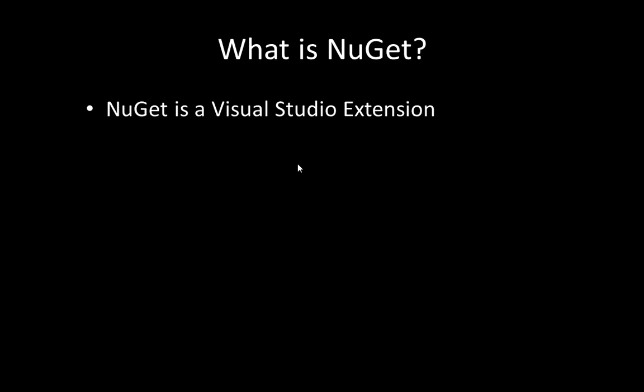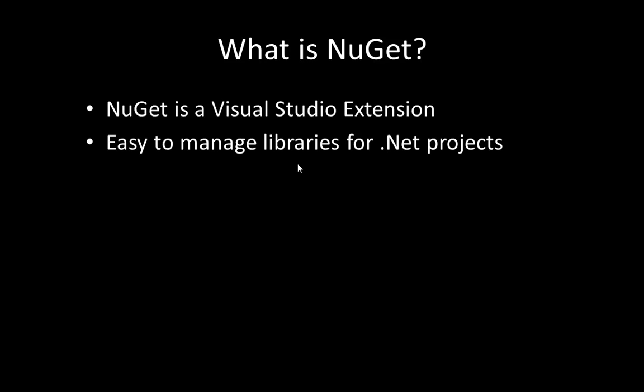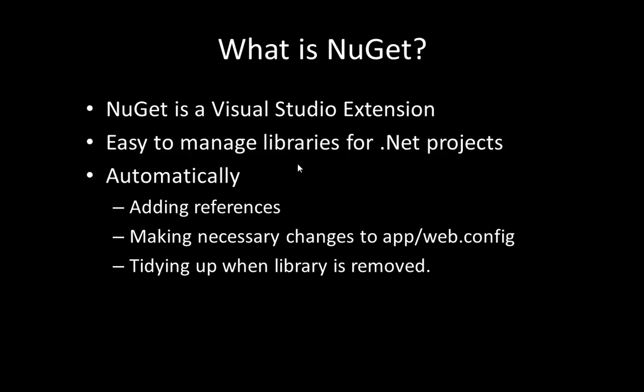So what is NuGet? NuGet's a Visual Studio extension which makes it easy for you, the developers, to manage third-party libraries for your .NET projects. When you install a third-party library, it automatically adds the references and makes the necessary changes to your app.config or web.config file. And possibly most usefully, when you remove the library, it tidies up your project by reversing out all of those changes that it made.